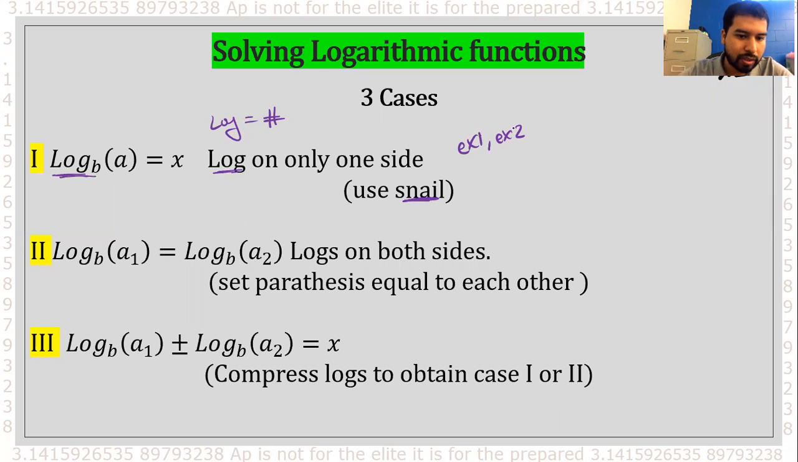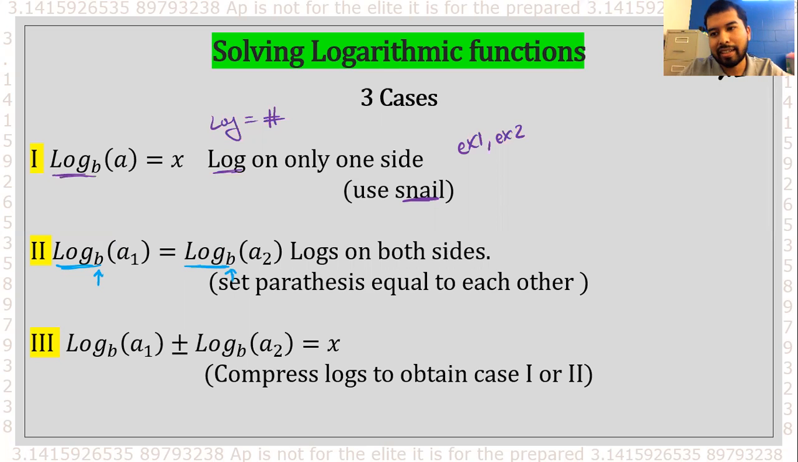Case number 2 tells us that we have logs on both sides with the same base. This only works if the logs have the same base. If you have logs with the same base, you can get the parentheses and set them equal to each other. A lot of kids like to say that it cancels, but it does not cancel.